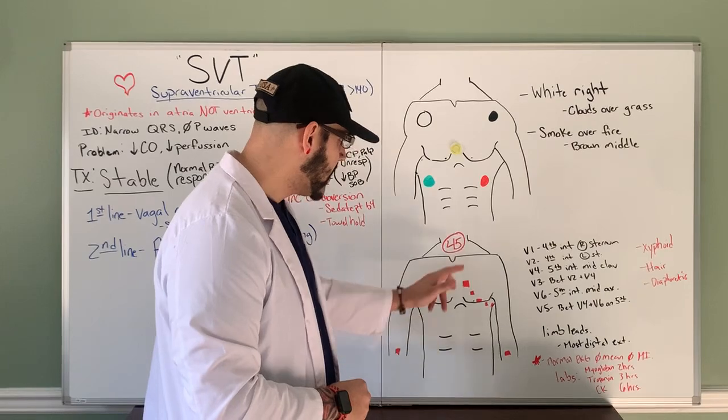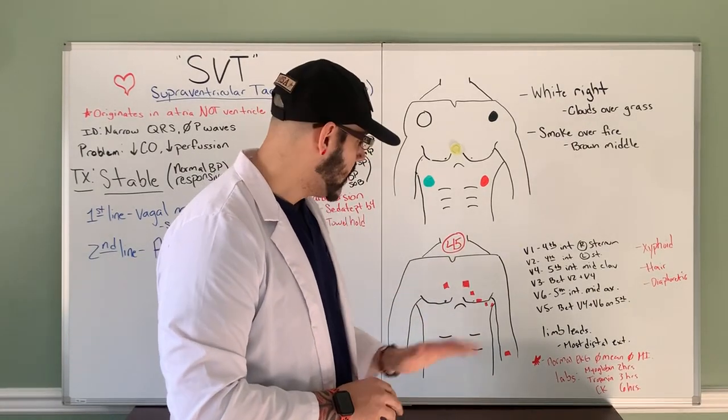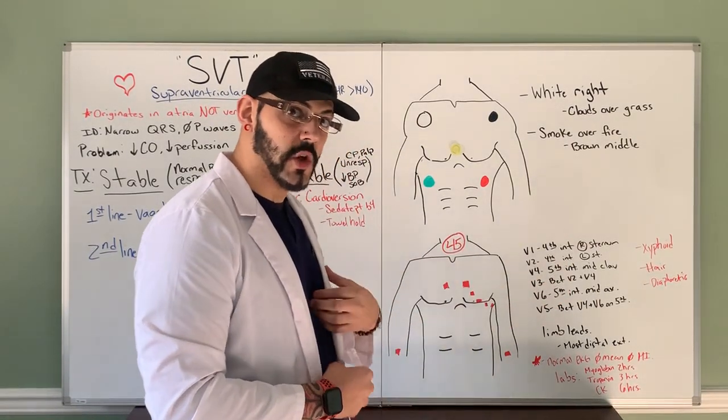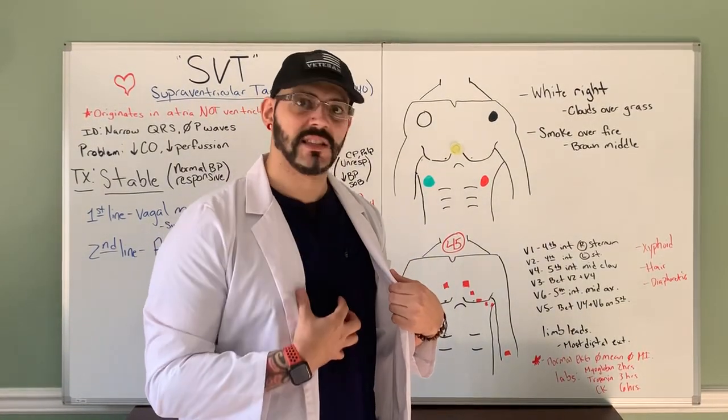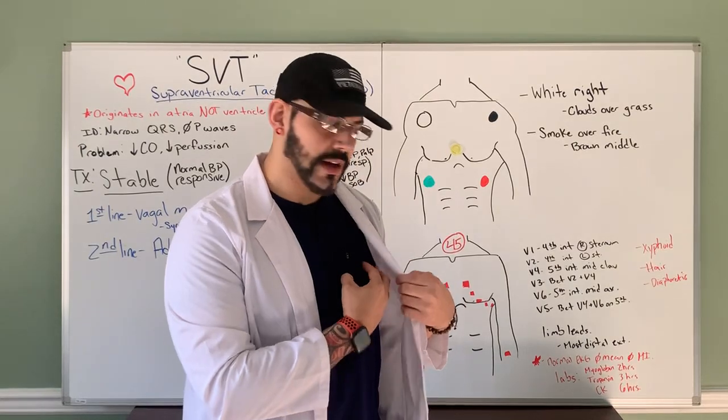Now your V4 is where the fifth intercostal space comes in. This is going to go on the left side of the chest because we know that the heart, the apex, kind of divots to the left side of the chest. It's not dead center in our chest, it kind of divots to the left.